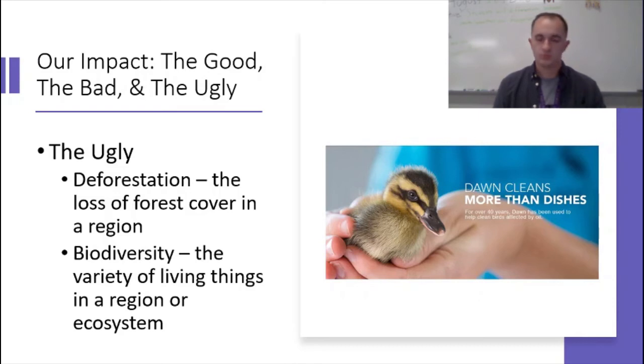So spills in deep sea oil drills and deforestation can cause a large change in biodiversity. Biodiversity is the variety of living things in a region or ecosystem. So cutting out all the trees can destroy the homes of all the animals and bugs and plants that would live in that area.